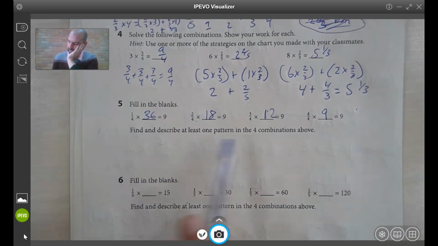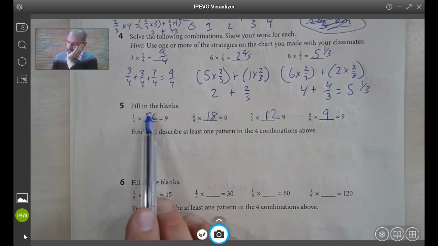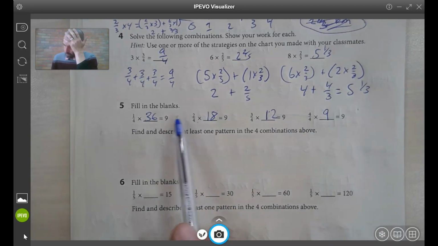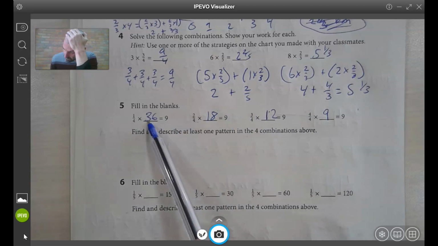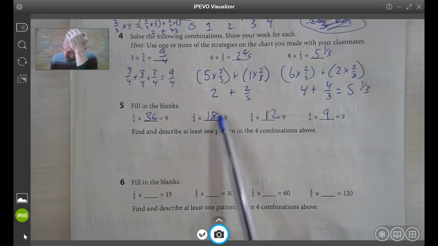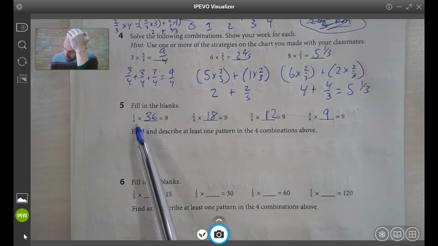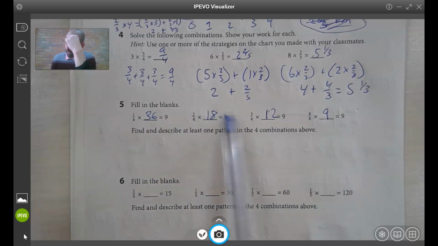What do we see? Find and describe at least one pattern in the 4 combinations above. I see 36, 18, 12, 9. Our number goes down by... This was half, right? This was not half. What was this? Goes to half here. So this went by half, and then from half to a whole was a half. Okay, that makes sense.